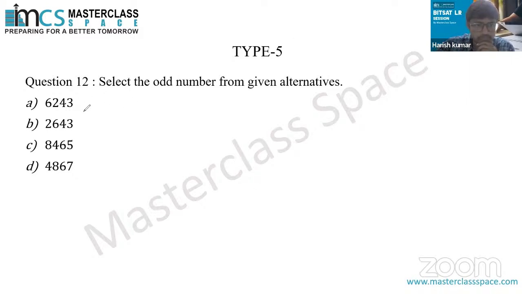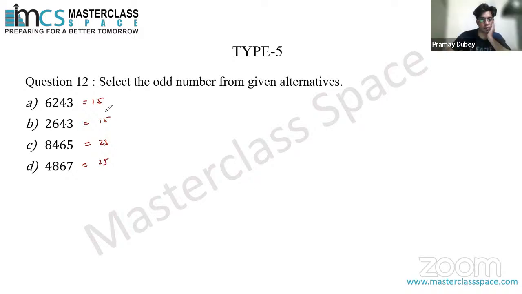So the first logic that will come to my mind is adding all the numbers. 6 plus 2 is 8, 8 plus 4 is 12, 12 plus 3 is 15. 2 plus 6 is 8, plus 4 is 12, plus 3 is 15. 8 plus 4 is 12, 12 plus 6 is 18, 18 plus 5 is 23. So this might be the answer. 4 plus 8 is 12, 12 plus 6 is 18, 18 plus 7 is 25. No, this is not the logic. So the addition logic has failed.